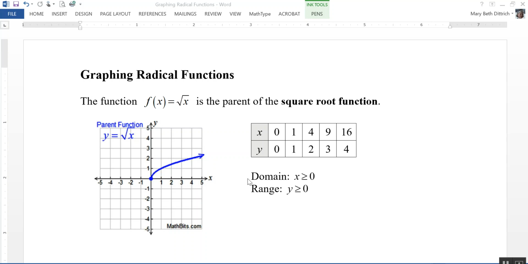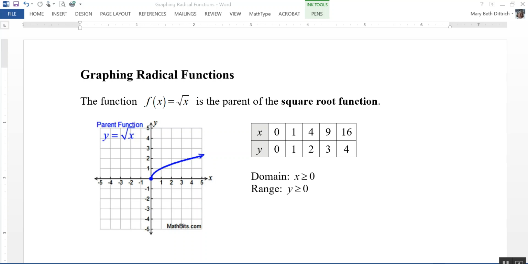This video is on graphing radical functions. The function f of x equals the square root of x is the parent of the square root function, and its graph looks like this. You'll notice that it starts at the origin and heads off to the right and goes up slowly. Here's a table of values.